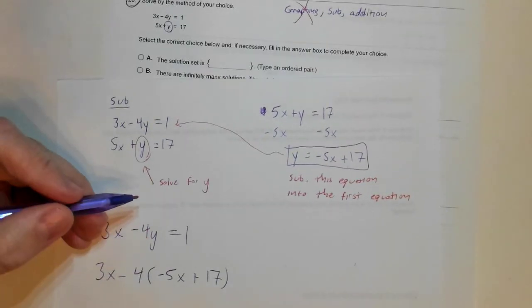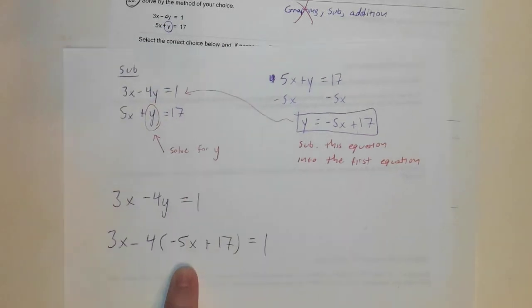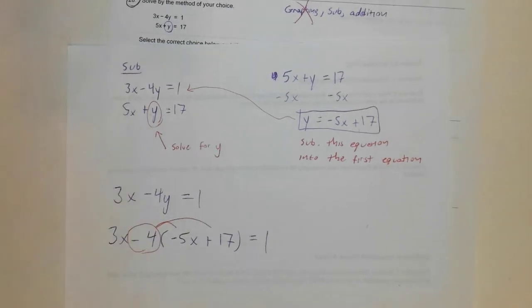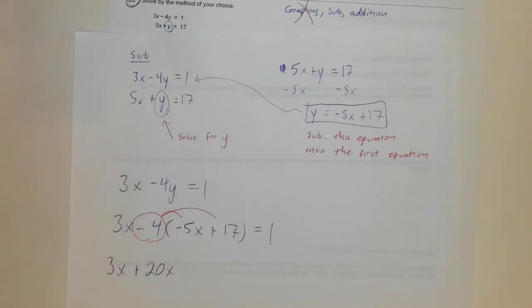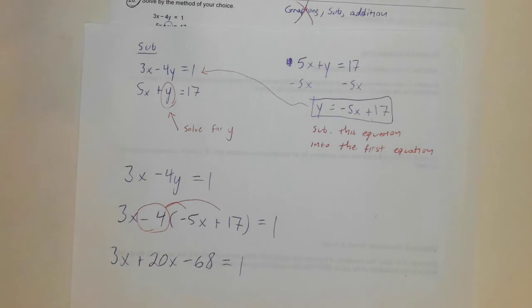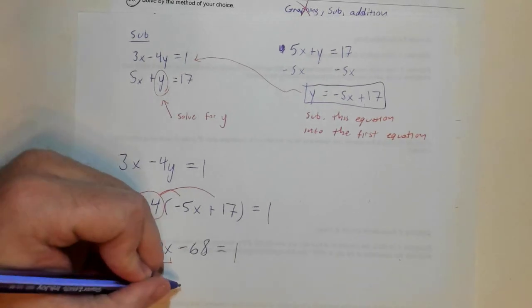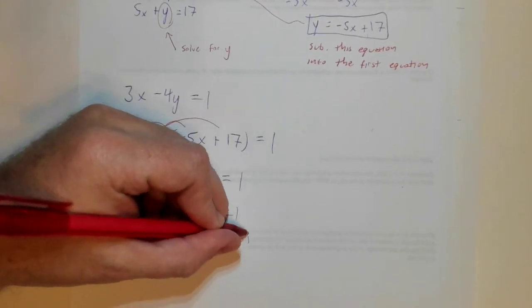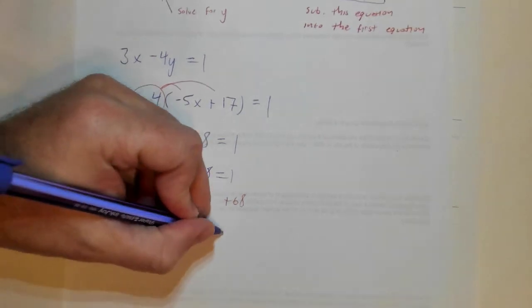And if I had written it correctly, let's see, 3x minus 4y equals 1. Okay, y is minus 5x plus 17. Now, carefully distribute. That's a minus 4. So 3x plus 20x, and then minus 4 times 17 is minus 68. So I can combine my like terms. 3x plus 20x is 23x. Minus 68 equals 1. I'm going to add the 68 over. And I get 23x equals 69.